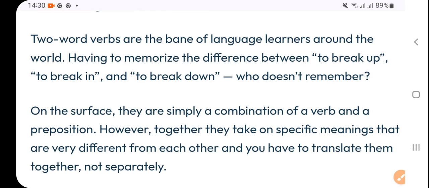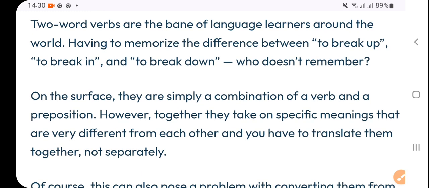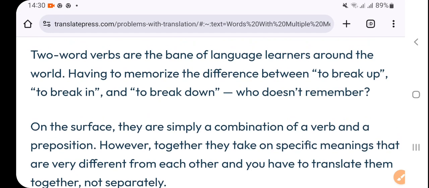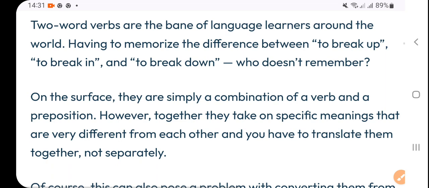Two word verbs are the bane of language learners around the world, having to memorize the difference between to break up, to break in, to break down. Who does not remember that? So two word verbs are a bane of language learners around the world, right? So that is a blessing, we can say that.